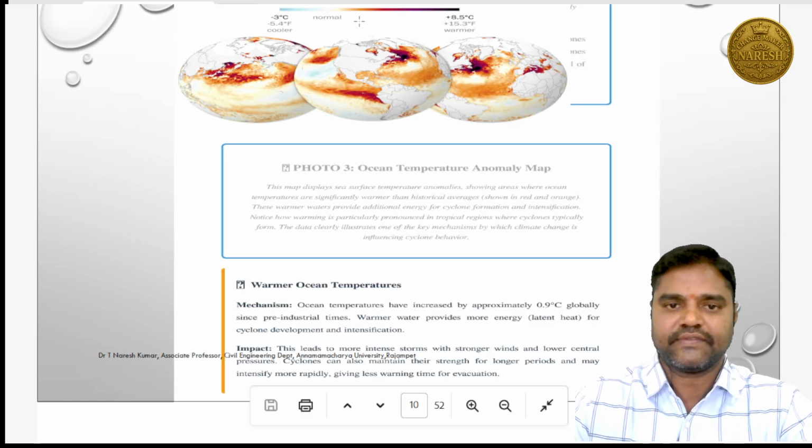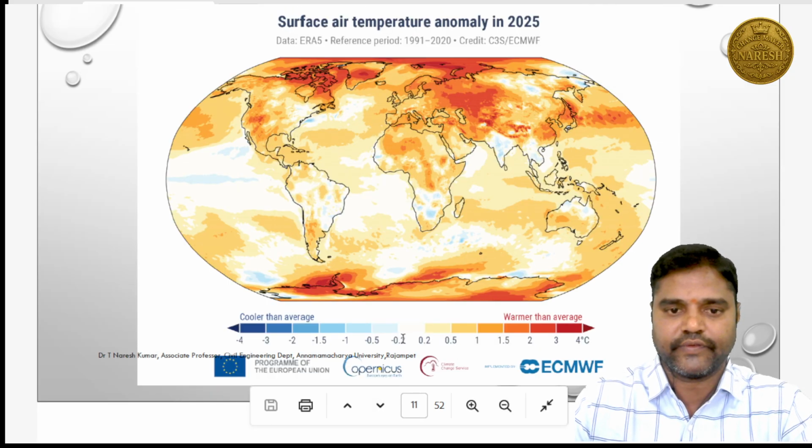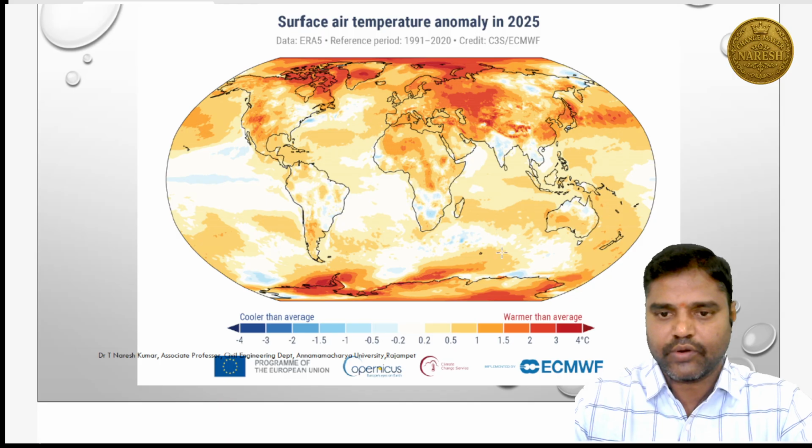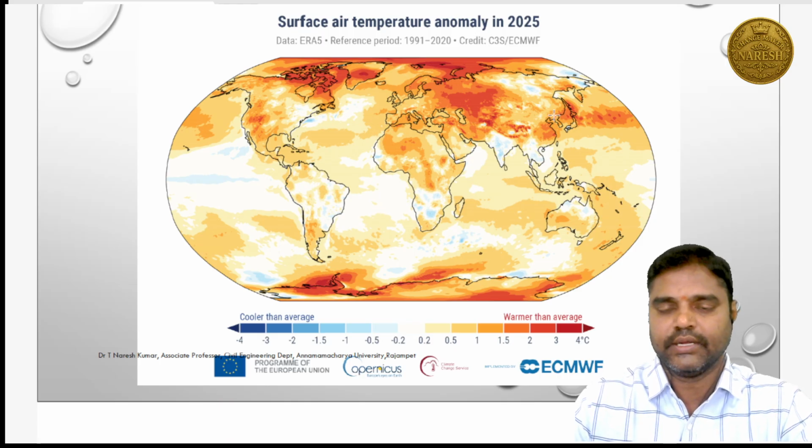When you see the sea surface temperature, it will be an anomaly. It is shown here, and we'll have some more figures like this. This is the surface air temperature anomaly in 2025, where there are very warm and very cool areas. The blue color shows cooler temperatures, and the white color shows 0 to 0.2 to 0.5.